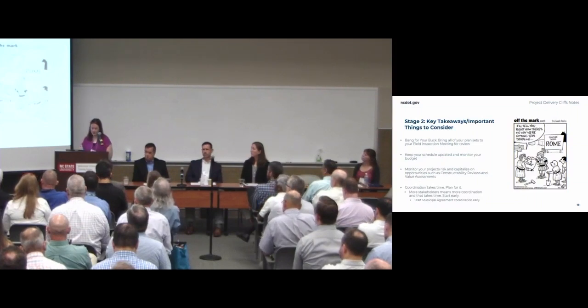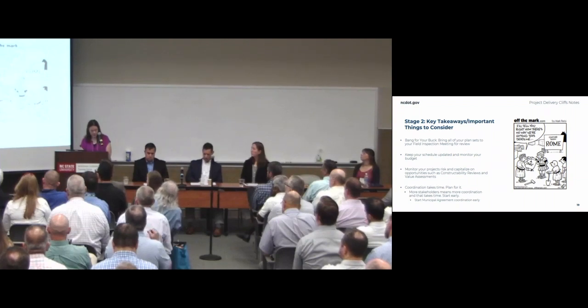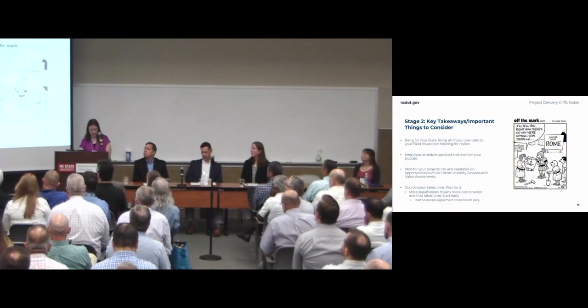So, some key takeaways, important things to consider. Bang for your buck. Bring all your plan sets, even your preliminary information such as utility routing, to your field inspection meeting. This means that you will have more meaningful comments that can be discussed early and prevent delays and additional expense.